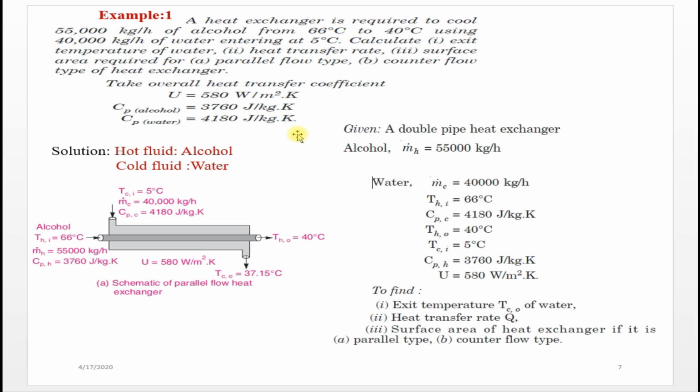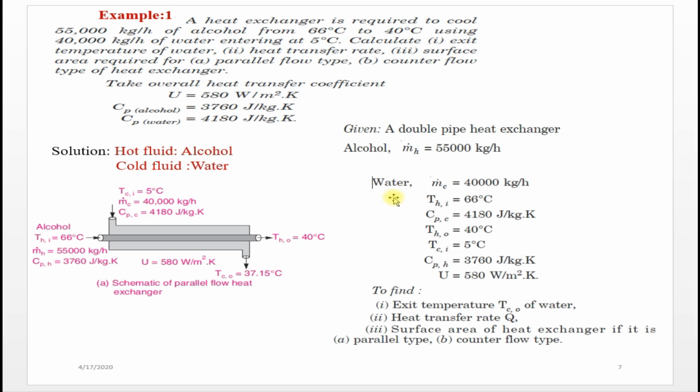First, we have to write the given data. Here in this problem, the hot fluid is alcohol, because if you observe the temperatures, 66 degrees Celsius to 40 degrees Celsius, water is used for cooling. So the hot fluid is alcohol and the cold fluid is water. Now we will write the given data.